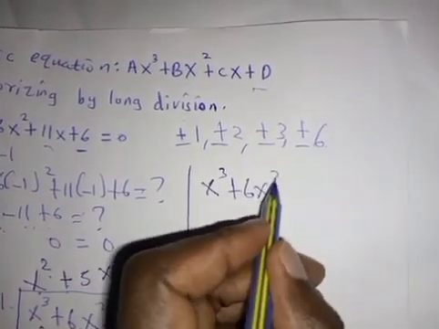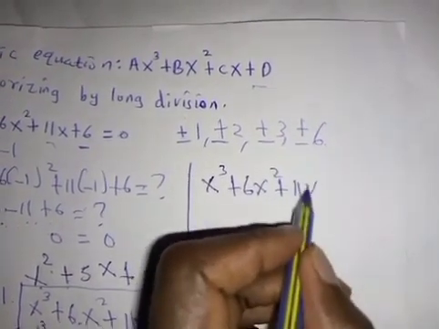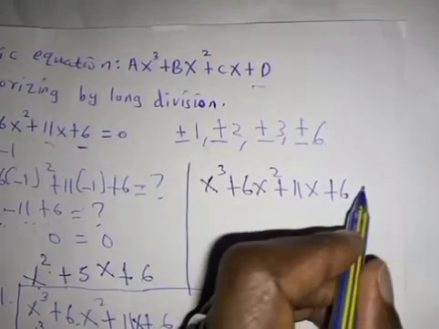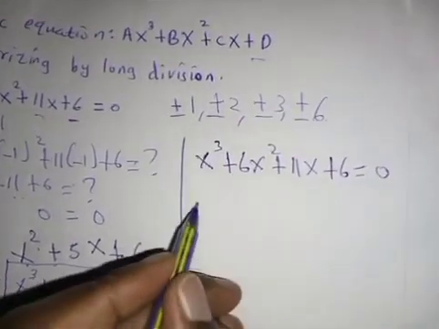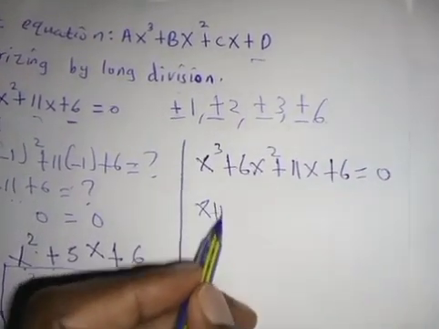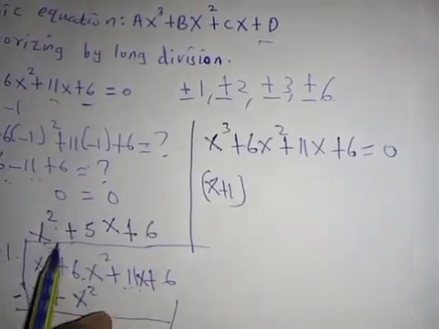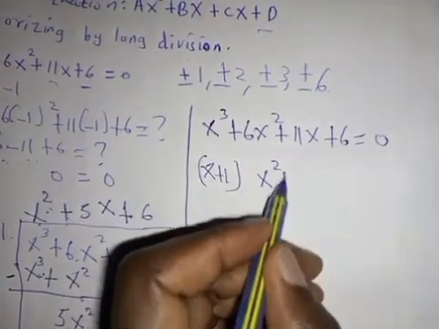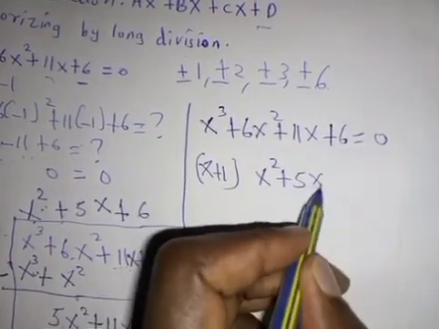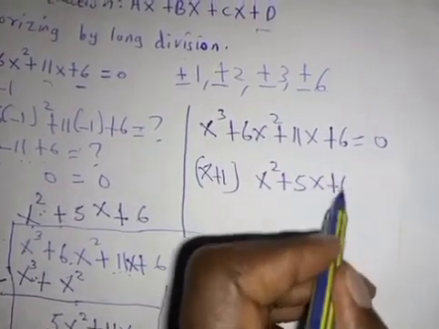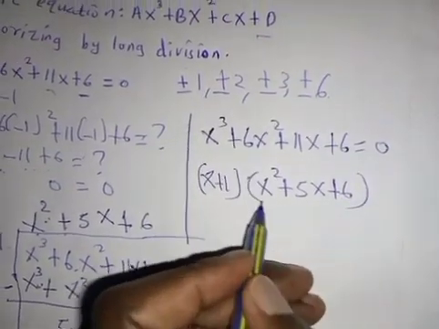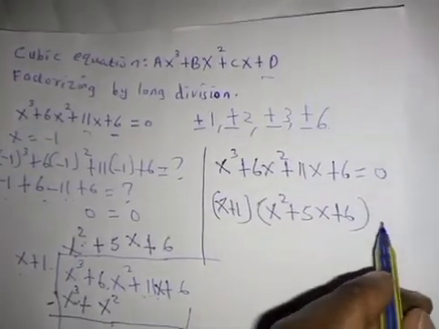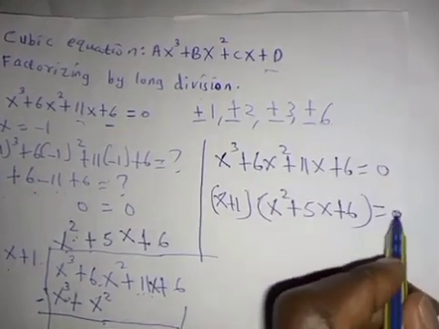So now, up to that level, we have found that our factors for x cubed plus 6x squared plus 11x plus 6 equal to 0 are x plus 1 and this quadratic equation here, which is x squared plus 5x plus 6, which is equal to 0.